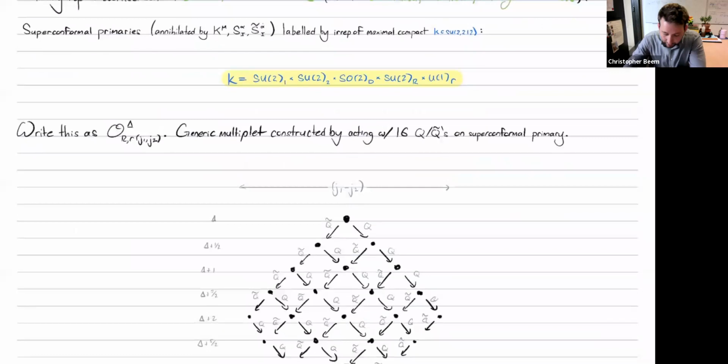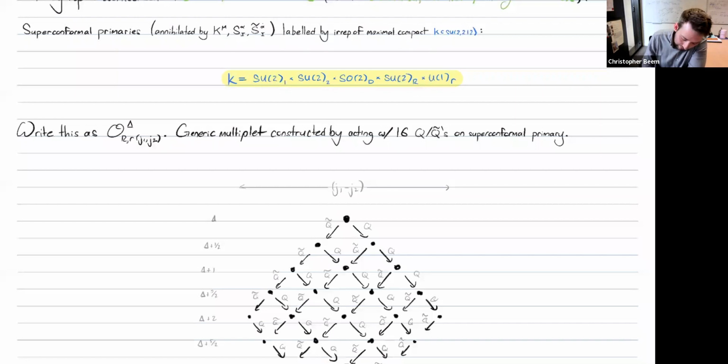We organize, like in ordinary conformal field theories and superconformal field theories, things in terms of primaries and descendants. Now the primaries not only are annihilated by the special conformal generator K, but they're also annihilated by these S's. And the superconformal primaries will live in a representation of the maximal compact subalgebra, which in this case is rotations, SU2 times SU2, dilatations, SO2 dilatation, and the R symmetry. So we label full supermultiplets by a set of quantum numbers that tell you how the superconformal primary transforms under this subalgebra.